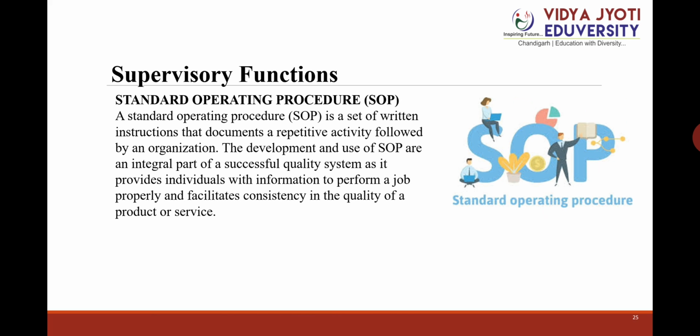Standard operating procedure. A standard operating procedure is a set of written instructions that document a repetitive activity followed by an organization. The development and use of standard operating procedures are an integral part of a successful quality system, as it provides individuals with information to perform a job properly and facilitates consistency in the quality of a product or service.